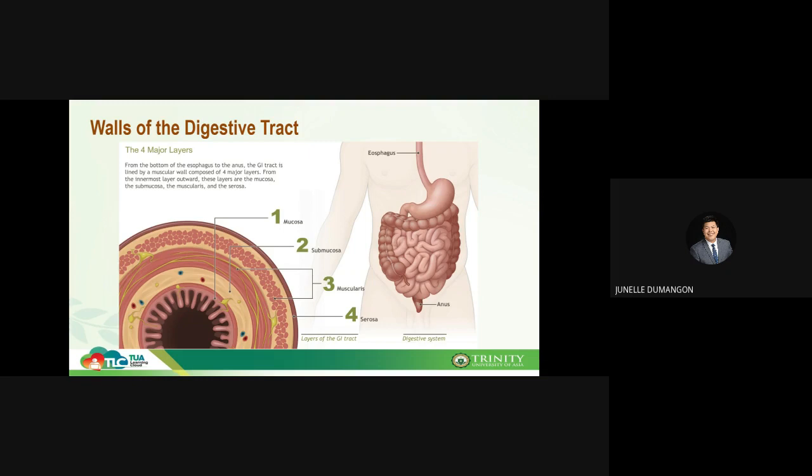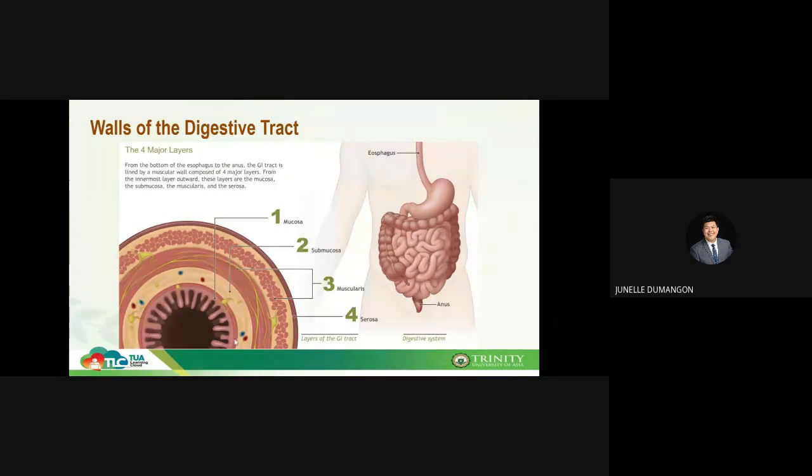This is the inner lining, and it is composed of 3 sublayers. Okay? The 3 sublayers are the mucous epithelium, the connective tissue called lamina propria, and the smooth muscle called muscularis mucosae. I think I have that in my next slide, so you don't have to take note of that right now. So this is the innermost layer, mucosa.